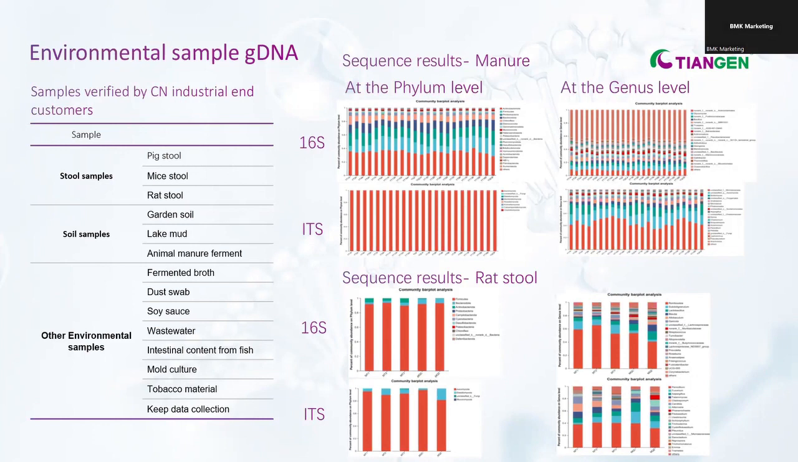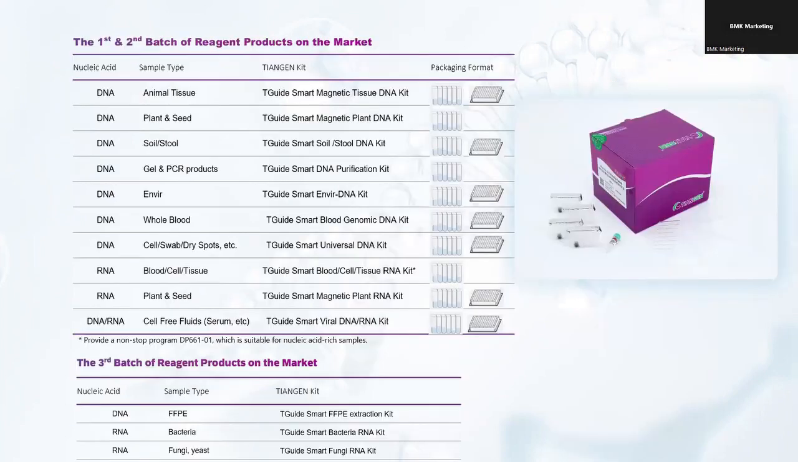The reproducibility and unbiasedness of TIANGEN products is as good as the top global brands. For some sample types, even better. We try to provide a comprehensive solution system that can cover as many sample types as possible.